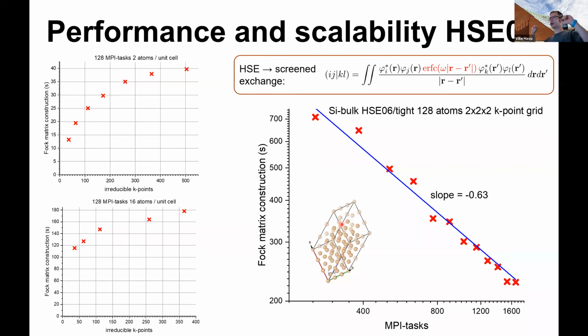Let's see. Performance and scalability, HSE06. So this is the testing then. What we have here is the complementary error function as the screening parameter. And on the left-hand side, I first test whether there is a k-point dependence. There shouldn't be a major one because it's done in real space. And as you see, there is not that much, so there's no problem in that.